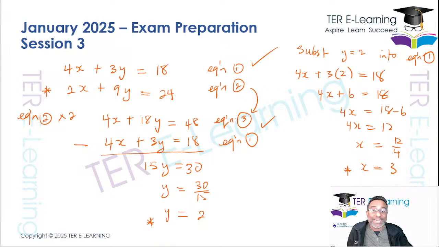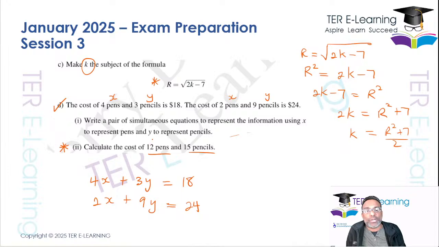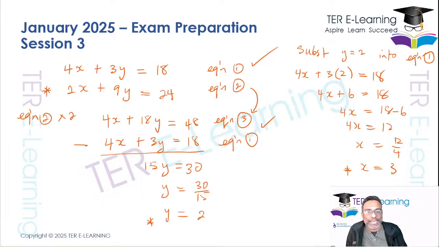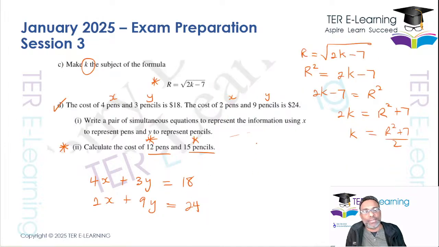So we didn't answer the question as yet, by the way, because the question says, what's the cost of 12 pens and 15 pencils, right? X is 3, y is 2, right? So let's write that down first. X is 3.